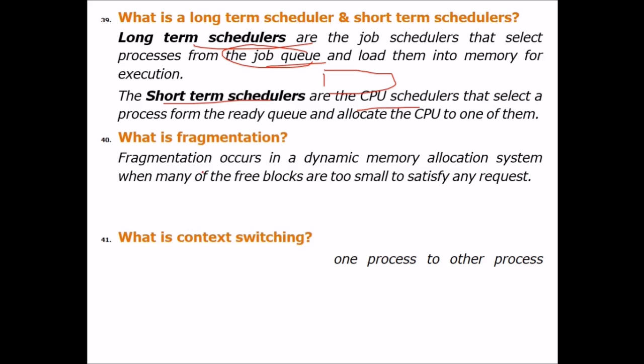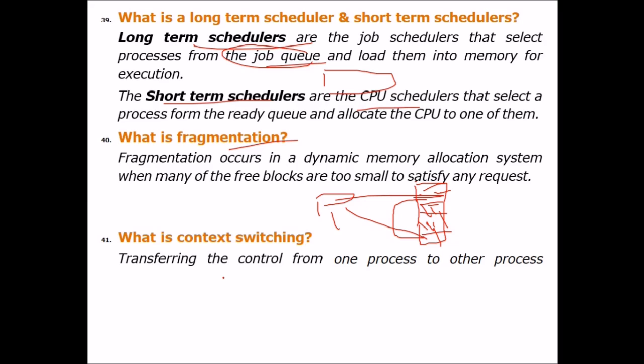What is fragmentation? Fragmentation occurs in a dynamic memory allocation system when many of the free blocks are too small to satisfy any request. Consider this as a memory. Now this is free, this is free, this is free. If you combine this free area, a process can very well work. Combined, but in separate areas, P1 cannot fit. In this place also P1 cannot fit. This is a kind of fragmentation.